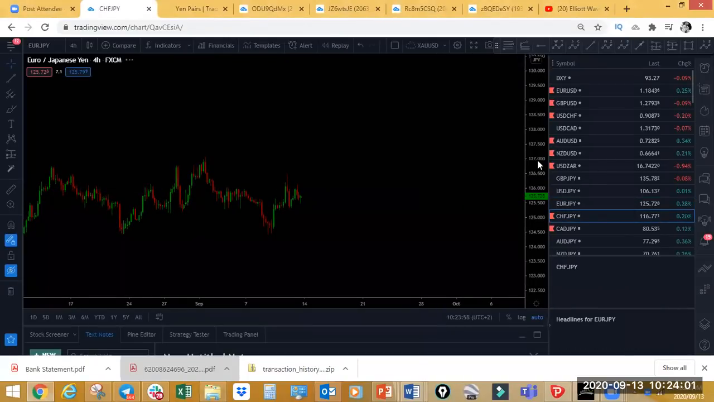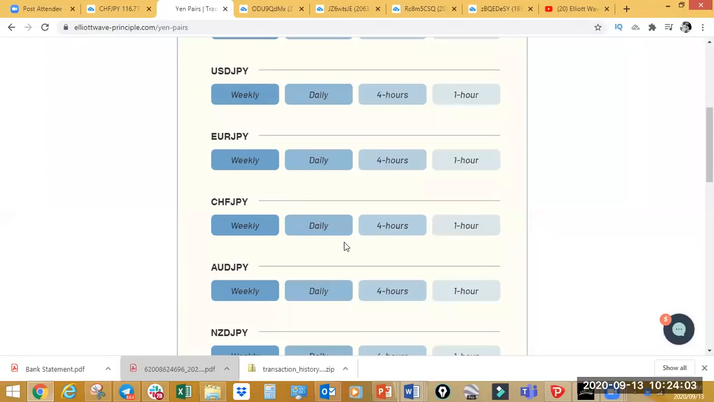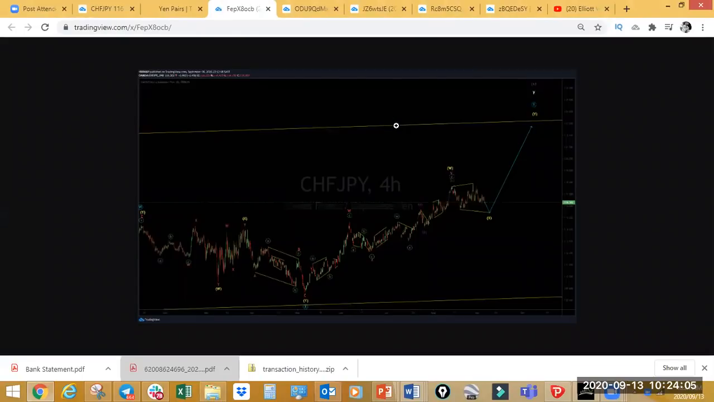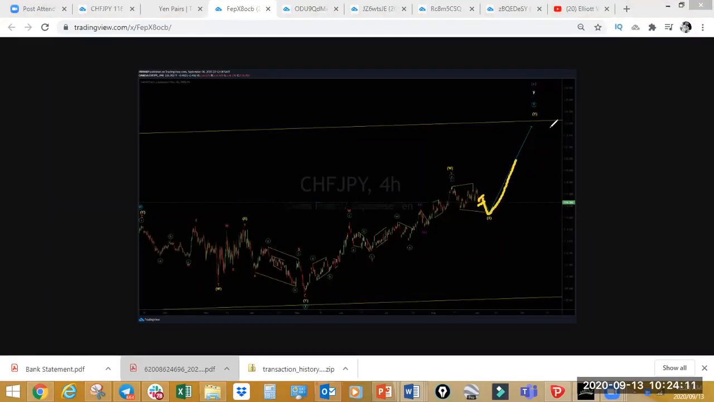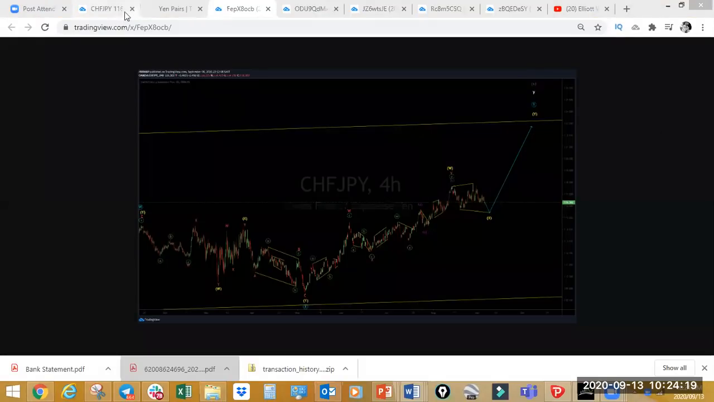So CHF yen, if you go there, CHF yen also on the 4 hour. Again, we focused that we're going to have a move down, expanding flat, and then upside. And that is how it's playing out now. We are also around here to see if this is going to have enough volume to push higher. Then we take a trade there.